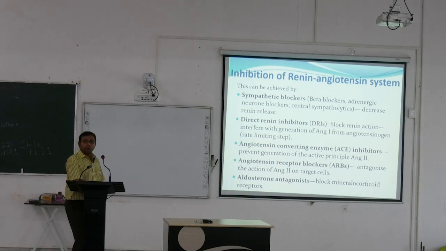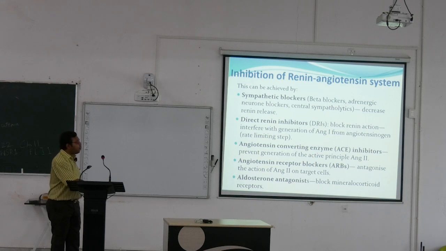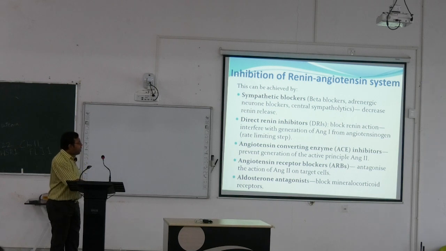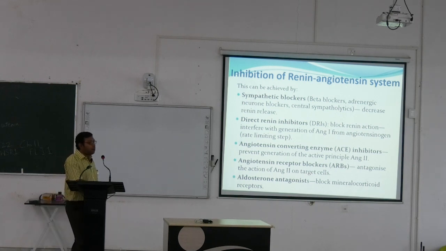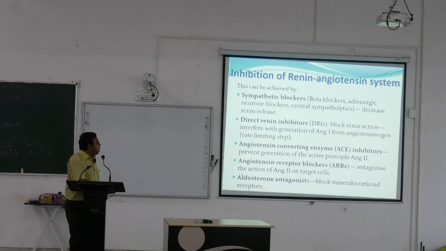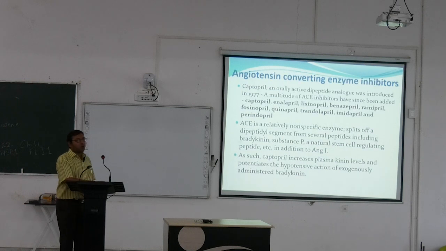Now coming to the two most important drugs, angiotensin converting enzyme inhibitors and angiotensin receptor blockers. ACE inhibitors prevent the generation of the active principle angiotensin 2, and angiotensin receptor blockers block or antagonize the action of angiotensin 2 on target cells by blocking the receptor. Apart from this, there are aldosterone antagonists, already you have seen, that block the mineralocorticoid receptors. So mainly we will deal with these three: the ACE inhibitors, ARBs and the direct renin inhibitors. We will learn about the beta blockers and everything in the ANS, and aldosterone antagonists etc. in the diuretics. So now coming to the angiotensin converting enzyme inhibitors.